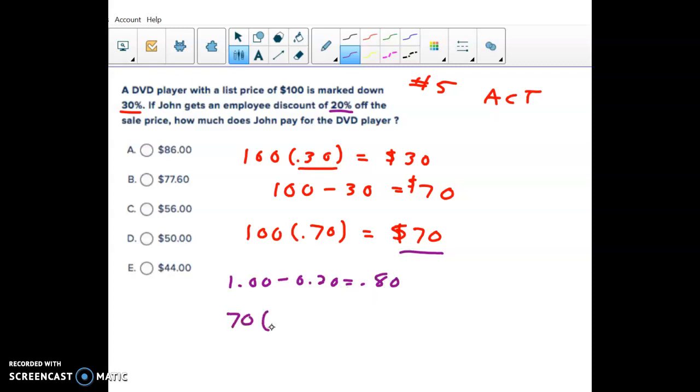So I'm going to just do 70 times 80% to figure out what I've got to pay, and that gets us the $56, or answer choice C. It's a real good question. It's interesting how percentages work, but it's not $50. It is $56 after these two discounts.